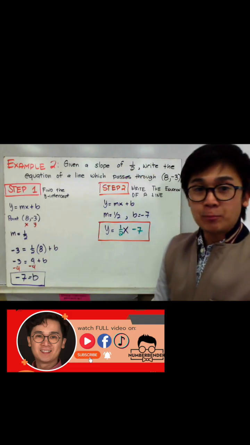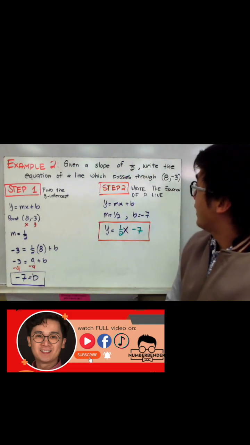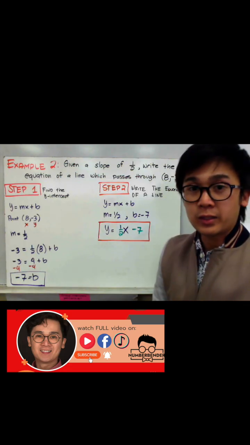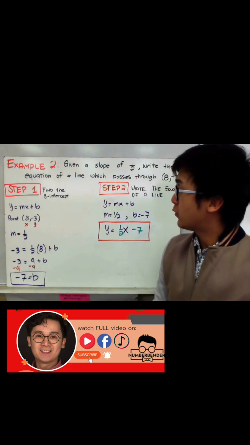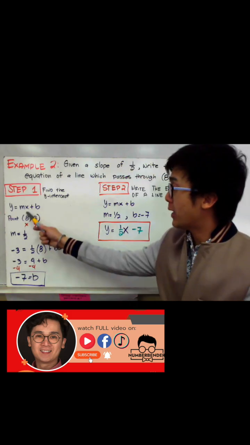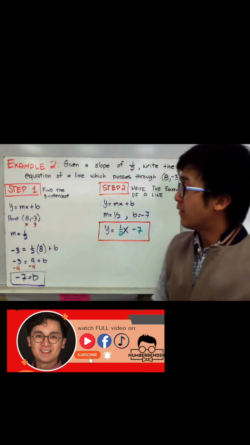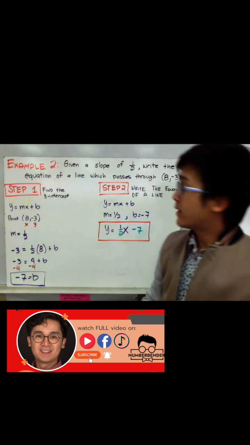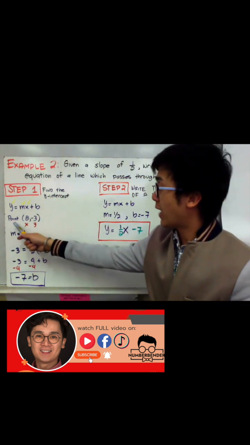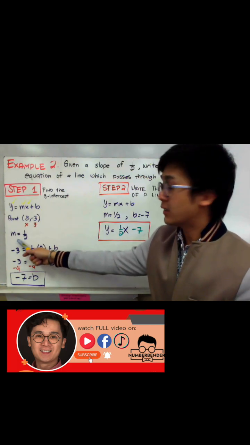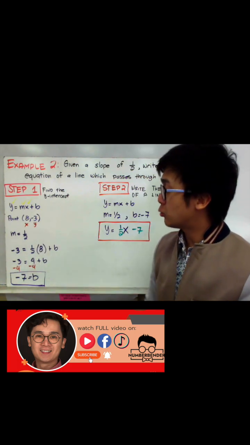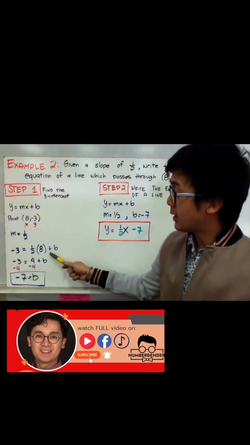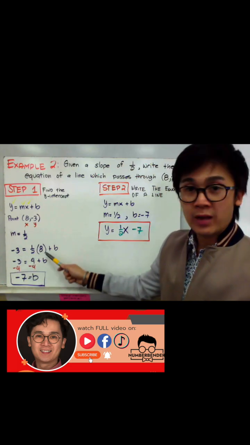Now, on the second example, we are given a slope of 1/2, and we need to write the equation of a line which passes through (8, -3). And by the first step, we need to find the y-intercept by using the slope-intercept form and replacing the values of y, m, and x by the given point and the given slope. So we have a point of (8, -3) and a slope of 1/2. By direct substitution, we'll have -3 = 1/2 times 8 + b, and by solving for b, we'll be able to find the y-intercept.